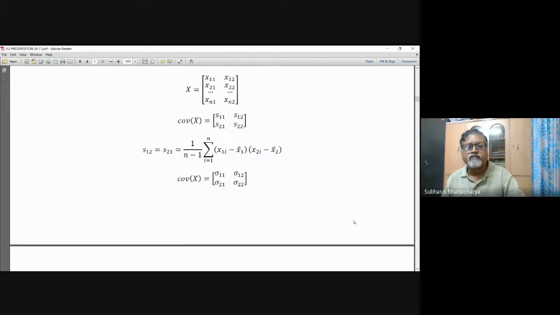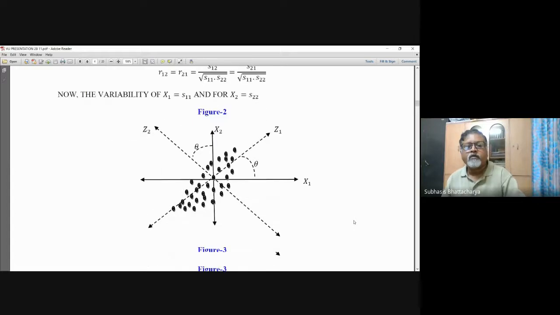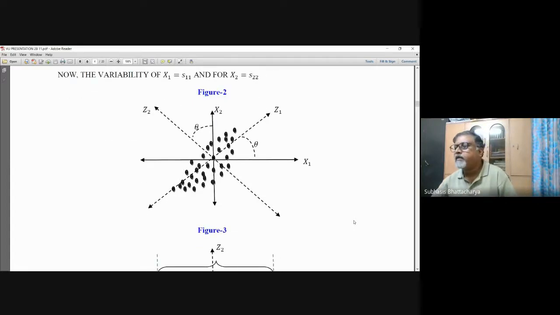So now I am doing one thing. Suppose we rotate x1 and x2. Suppose we rotate x1 and simultaneously x2 will rotate. So I rotate the x1 and x2 axes anti-clockwise by angle theta. And the rotated figure looks like this. The x1 axis is now placed at z1 and the x2 axis is now placed at z2.